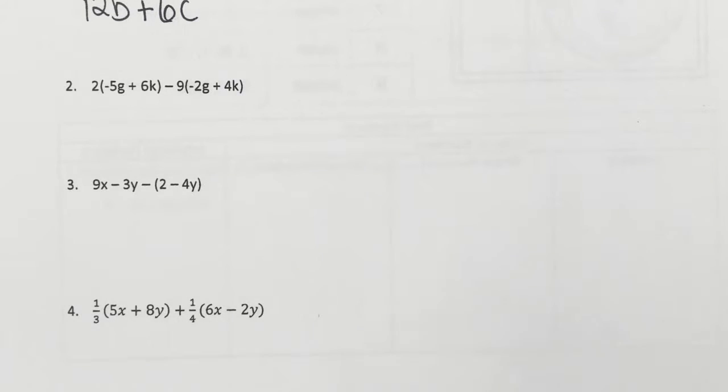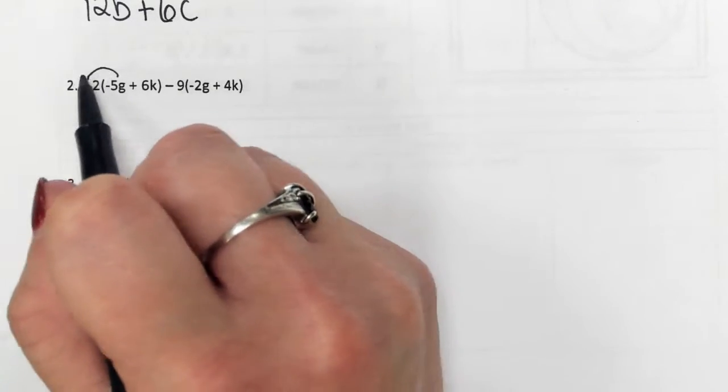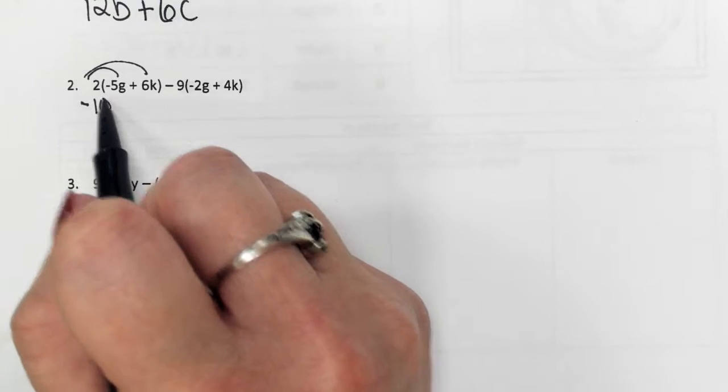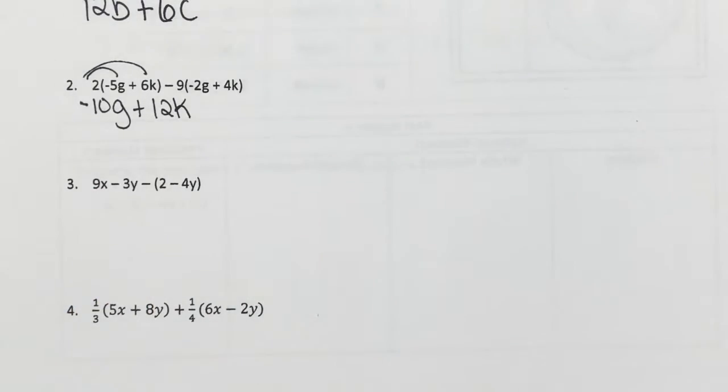Since we have announcements at the end, let's go ahead and do number 2 and 3 together, okay? Y'all good with that? All right, what can you do on number 2? Multiply 2. Very good. Distribute. What would you get? Negative 10G. Uh-huh. 12, okay. Perfect. Y'all okay?